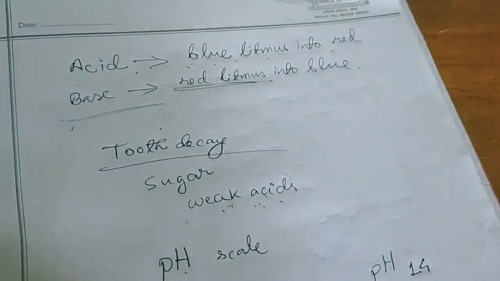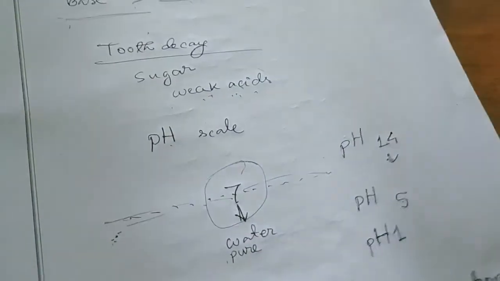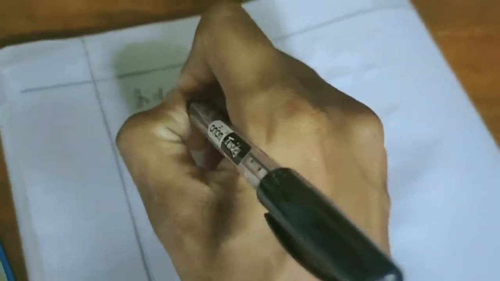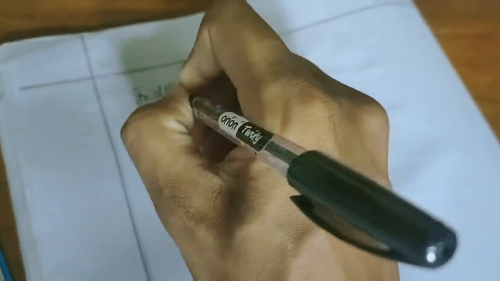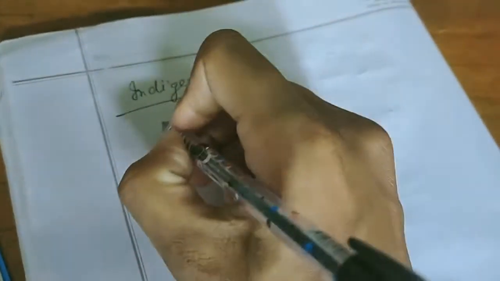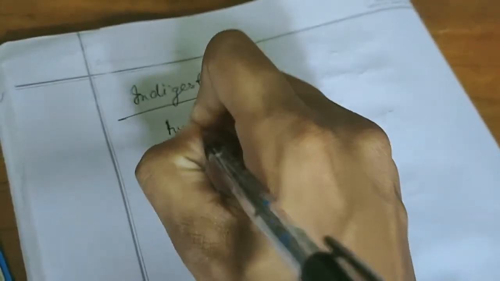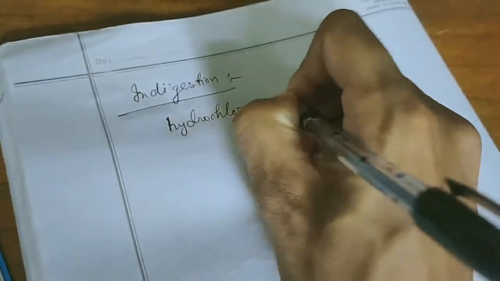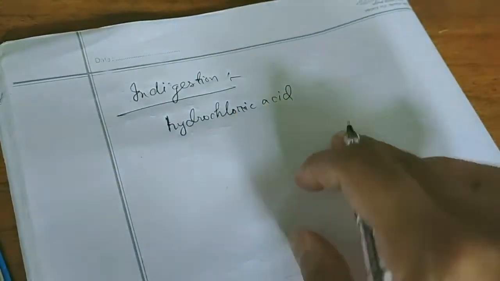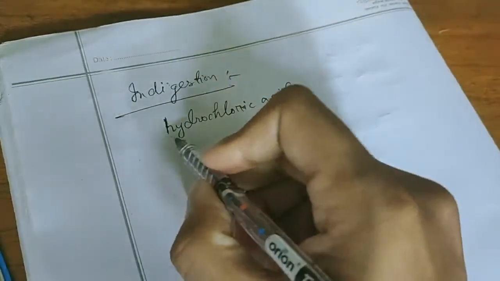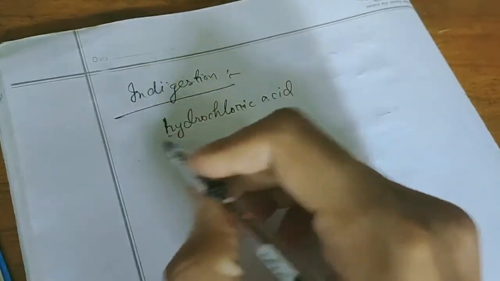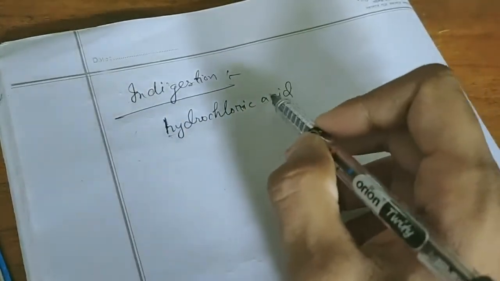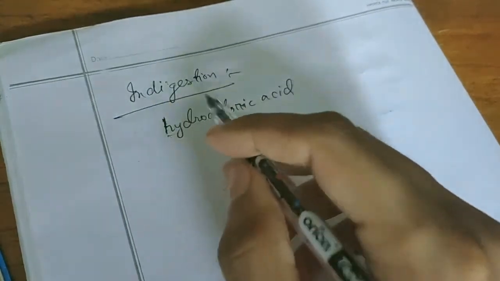Now let's learn about uses of neutralization reactions. The first use we are going to learn is indigestion. We know that our stomach contains hydrochloric acid for the digestion of food. If the amount of hydrochloric acid somehow increases in the stomach, then the person will have indigestion.